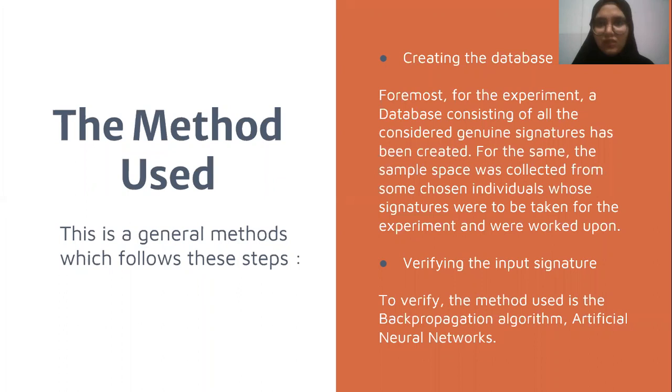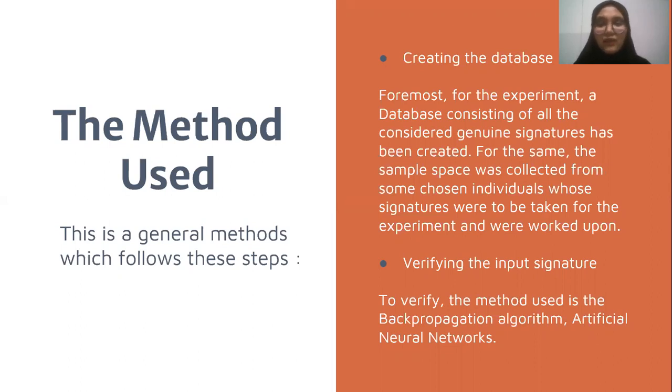So here is the method used for signature verification. This is the general method, which follows these steps. The first is creating the database. Foremost, for the experiment, a database consisting of all the considered genuine signatures has been created. For the same, the sample space was collected from some chosen individuals whose signatures were to be taken for the experiment and were worked upon. So the first step that we have to do is creating the database containing the signatures from some chosen individuals. So we saved it in the database.